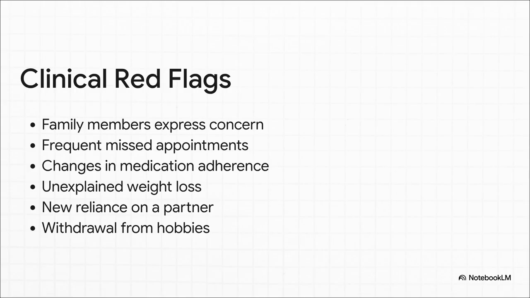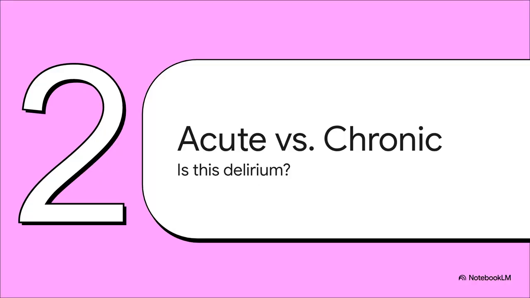And those clues lead us right here, to these clinical red flags. You've got to be on the lookout for things like a family member pulling you aside to say they're concerned, or seeing changes in medication adherence, or maybe a patient who always came alone now can't seem to manage an appointment with their partner. These are absolutely critical signals that should make you think, okay, I need to do a cognitive evaluation.